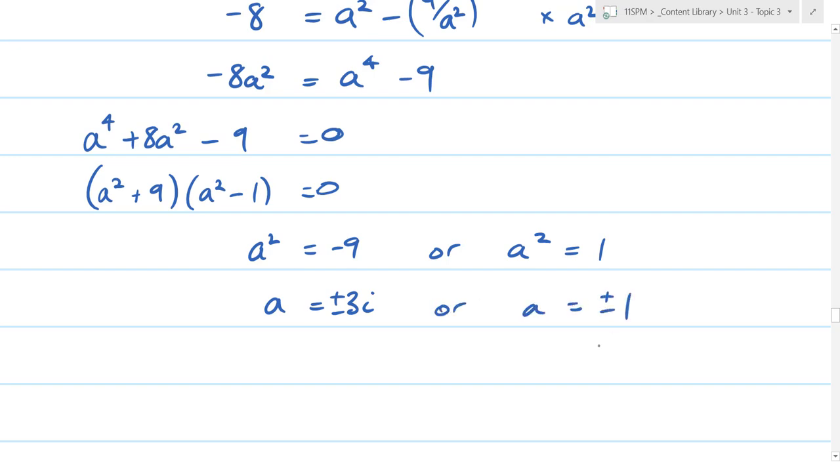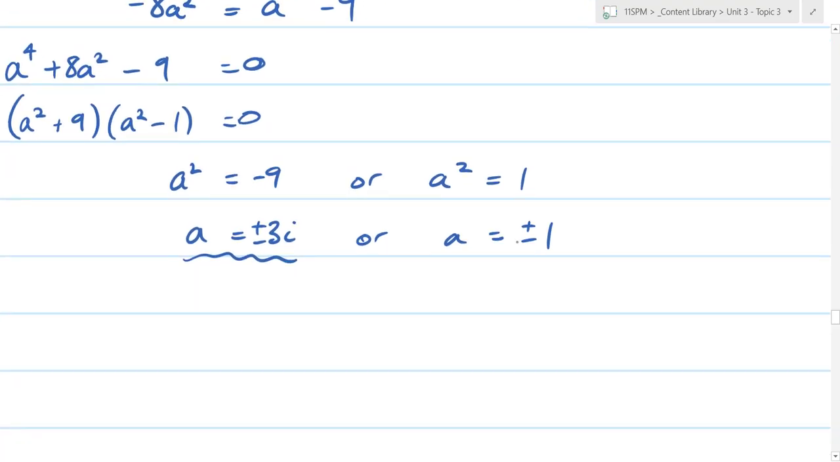I don't care about the imaginary bit because I know that a is real. I made that statement at the start. If a is plus or minus 1, b is equal to 3 over a, which equals plus or minus 3.